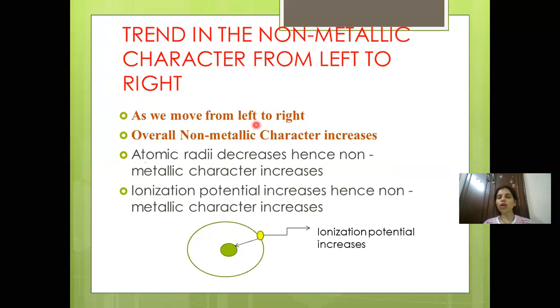So overall, non-metallic character increases from left to right. The elements on the right side of the periodic table are more non-metallic. If you are comparing fluorine and carbon, fluorine is going to be more non-metallic, because it is to the right side, due to these two factors, that is the atomic radii and the ionization potential.